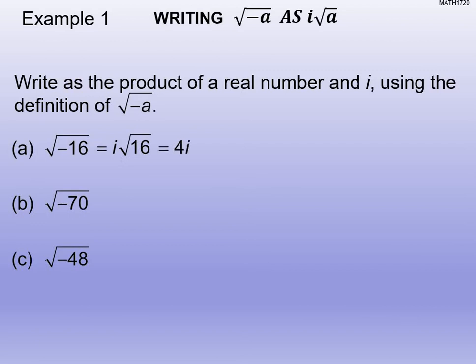Okay, the square root of negative 70. 70 is not necessarily a perfect square, but we can rewrite it as the square root of negative 1 times the square root of 70. So we factor out that negative 1.